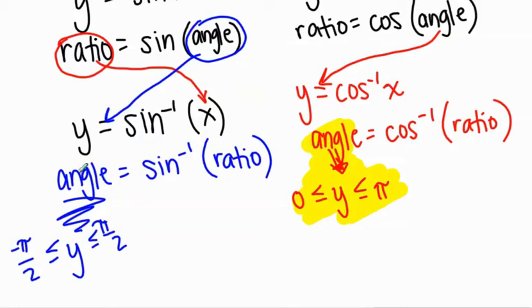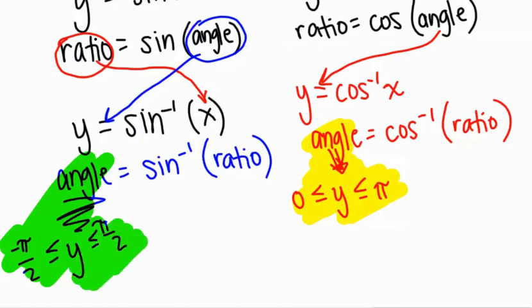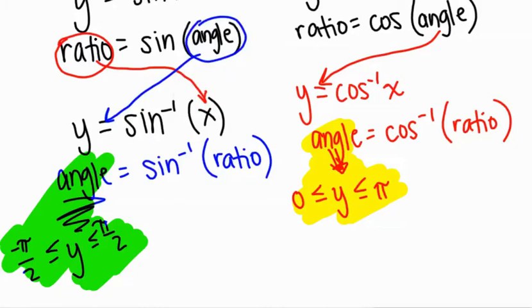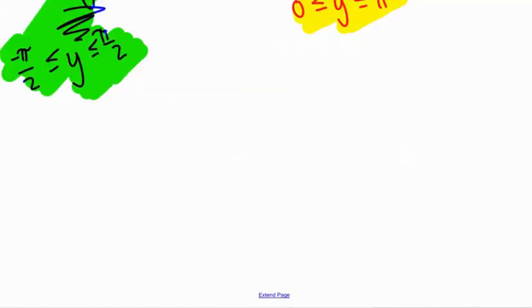And for arc sine, my outputs are between negative pi over 2 and pi over 2. And I can do the same for arc tangent. And I'm going to take the opportunity to do this for arc tangent.